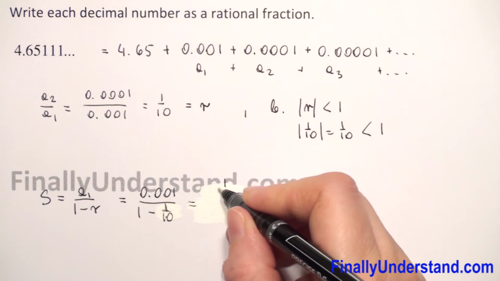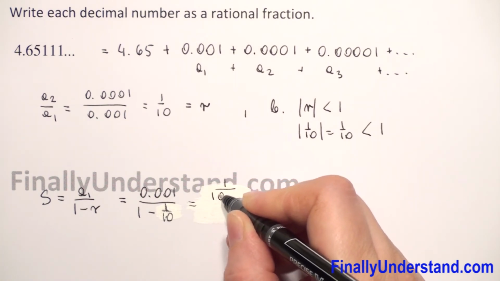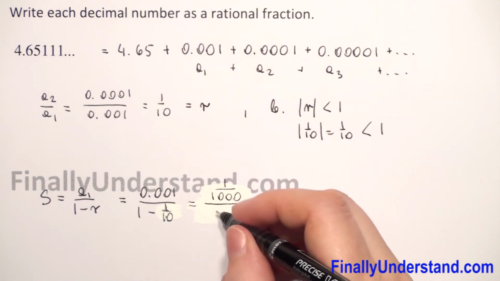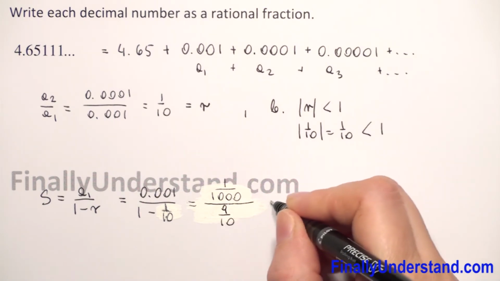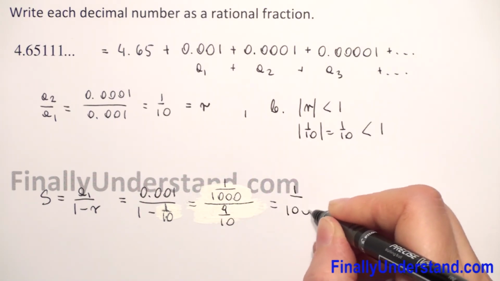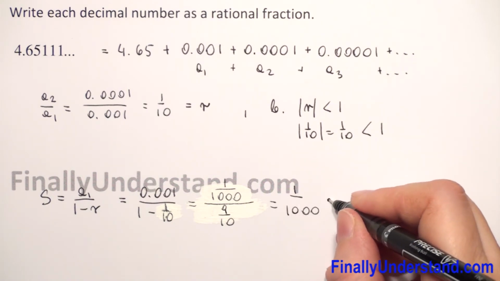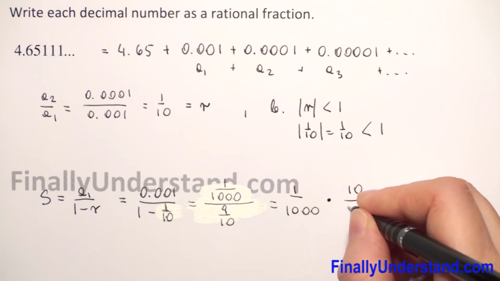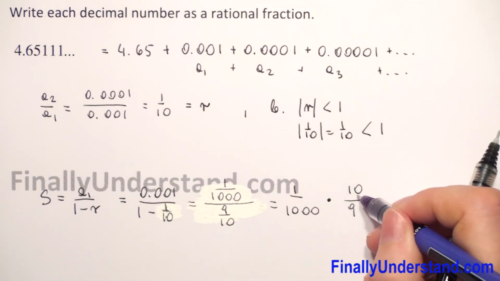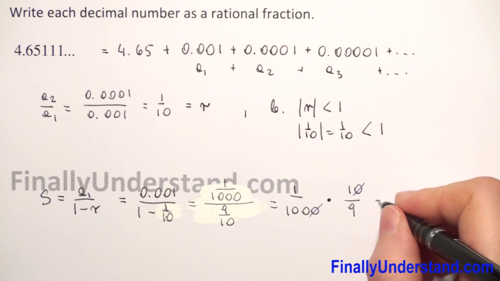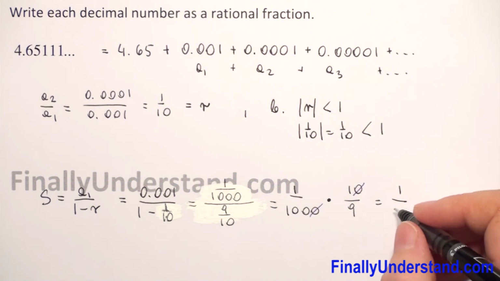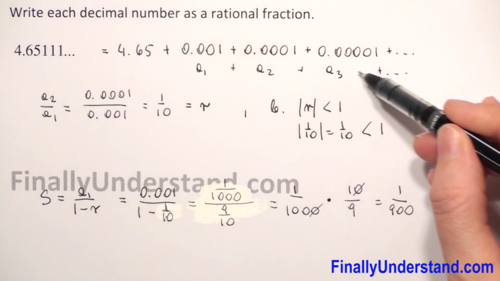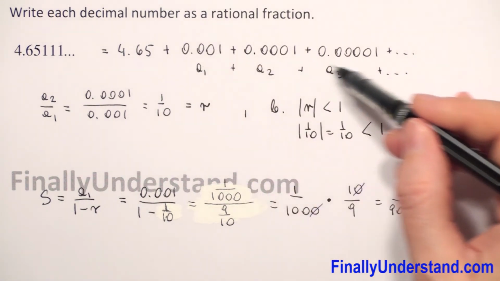So this is equal to, let me change this decimal number to a fraction, 1/1000 over, we have 1 minus 1/10 is 9/10. Division of fractions, so we have to copy the first fraction, change division to multiplication, and flip the second fraction, so it will be 10/9. We can reduce the 0, so we have 1/100 times 9, which is 900. So we have the sum of this part of our infinite geometric progression.